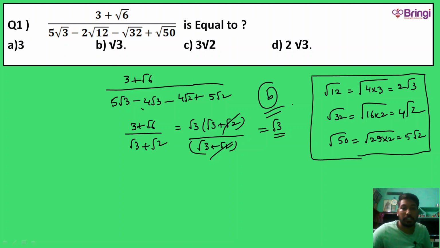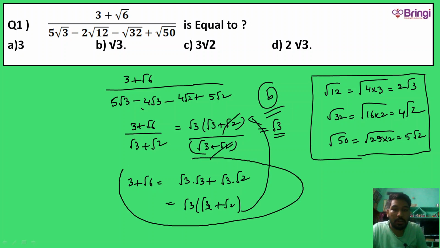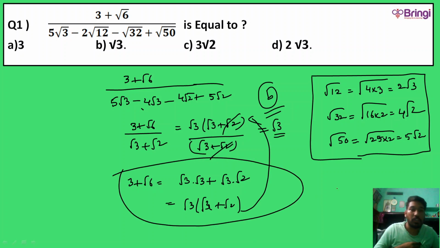Some of the students might be thinking, sir, how did you take root 3 common? Very easy. 3 we can write as root 3 into root 3, and root 6 we can write as root 3 into root 2. If you take root 3 common, the remaining will be root 3 plus root 2. This thing I have written here. If you do all these things in the examination, you are not going to qualify. You have to do direct steps.